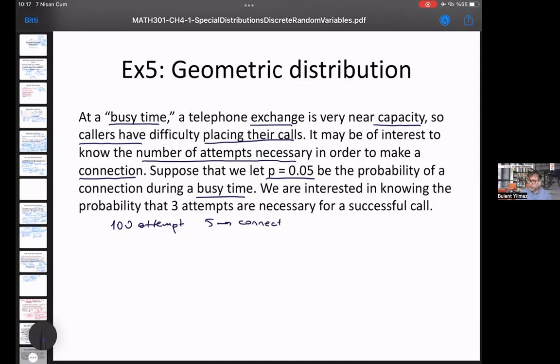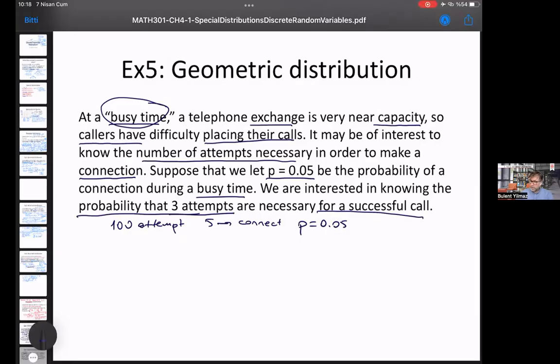Okay, that's the usual thing for a busy time telephone exchange situation. So the probability is 0.05. We are interested in knowing the probability that 3 attempts are necessary for a successful call. So once I was reading the question, many of you were able to send me the answer exactly.